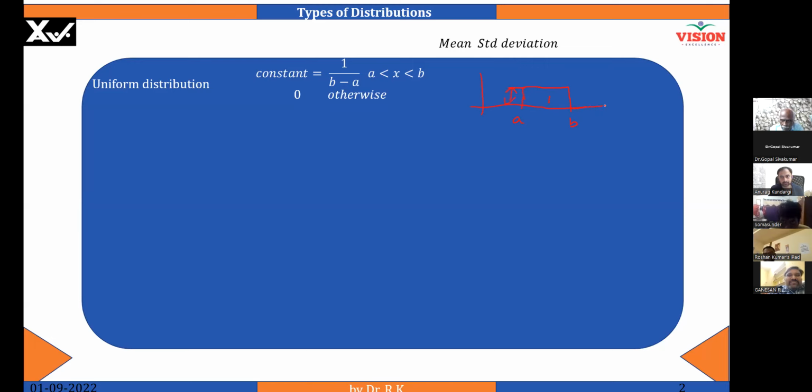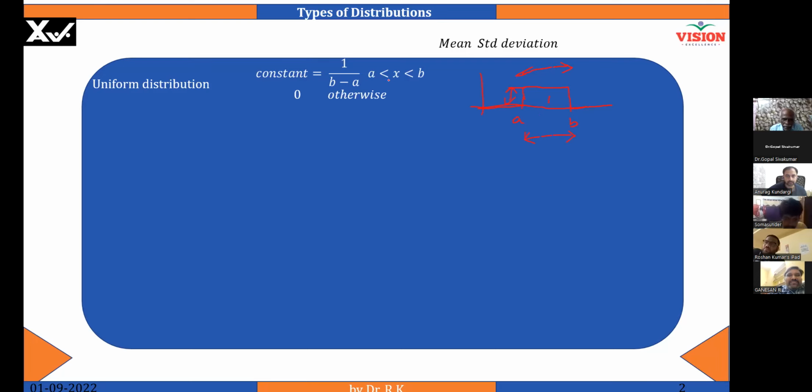What is the probability of a value occurring less than a and greater than b? No, 0. Here it is 0. The probability of occurrence is 1 by b minus a only in this region, from a to b only. Clear? Very clearly it is given, no?